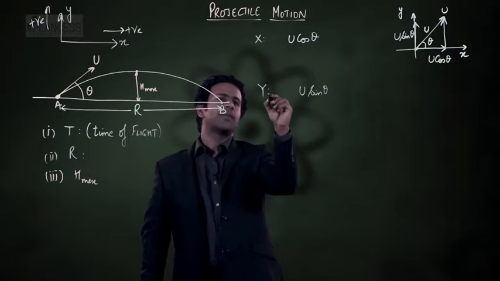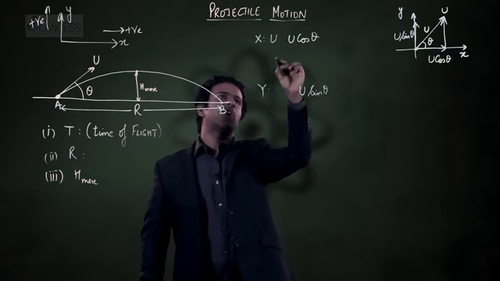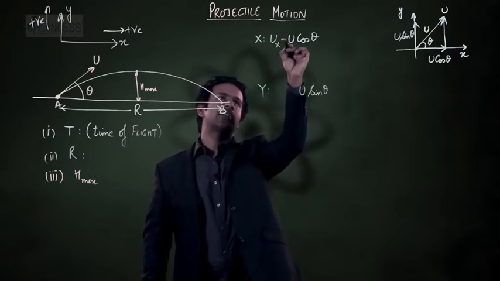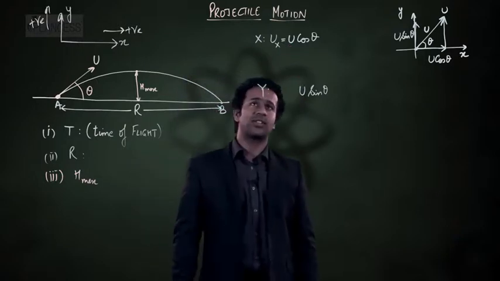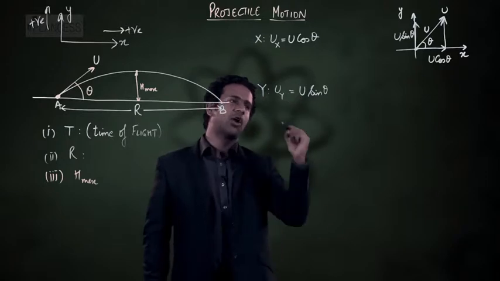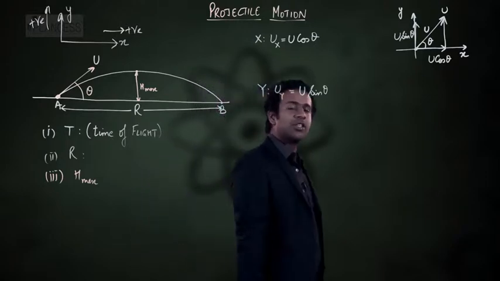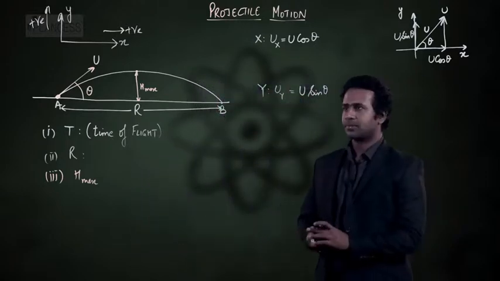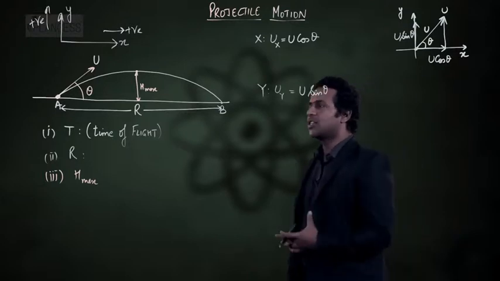Let's also represent initial velocity for x as ux. So the value of ux is u cos theta, and uy is the initial velocity along y, and that becomes u sin theta. Right. What else do we know?